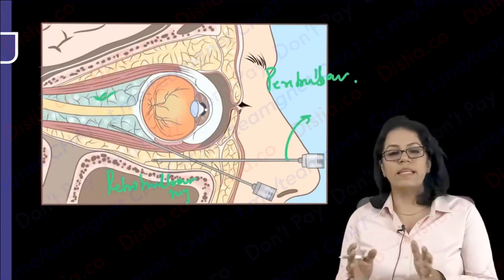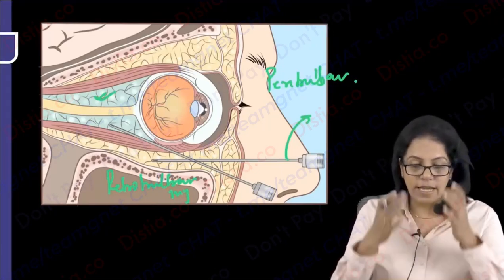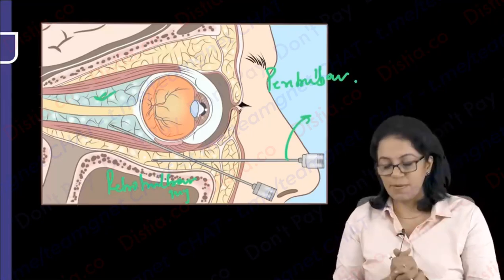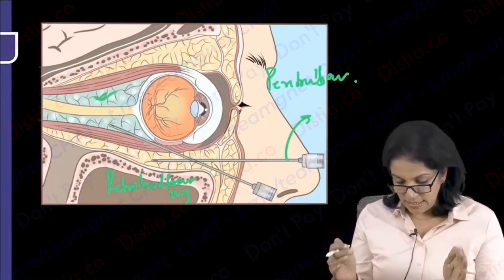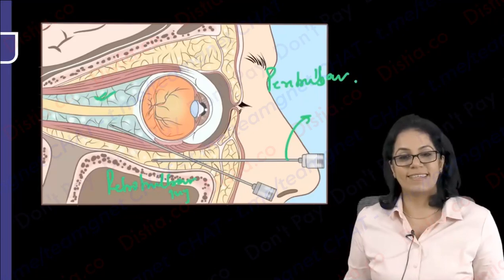So retrobulbar is rarely used. We mainly do it for squint surgeries because we want to block the ciliary ganglion. We would want to block the oculocardiac reflex. We are going to take that in the squint chapter. But just understand here that commonly we do either peribulbar or topical anesthesia.